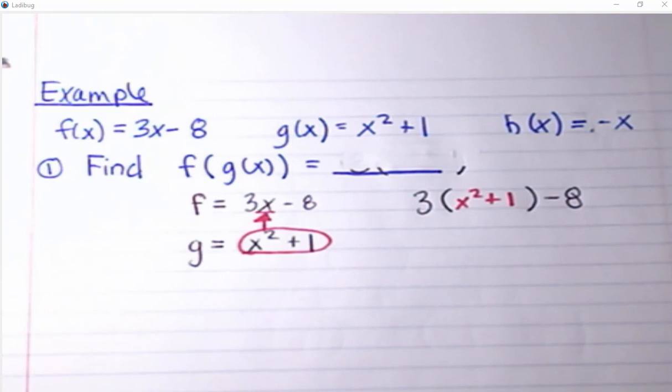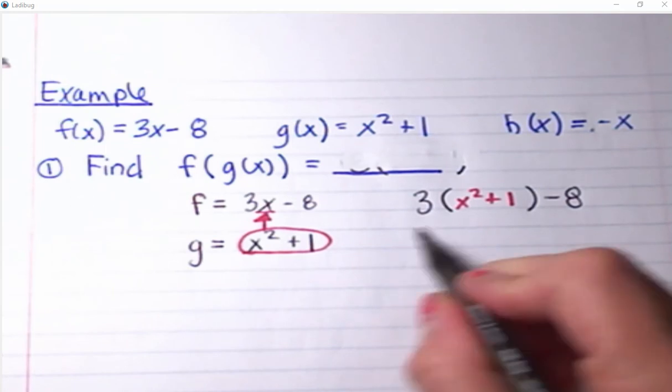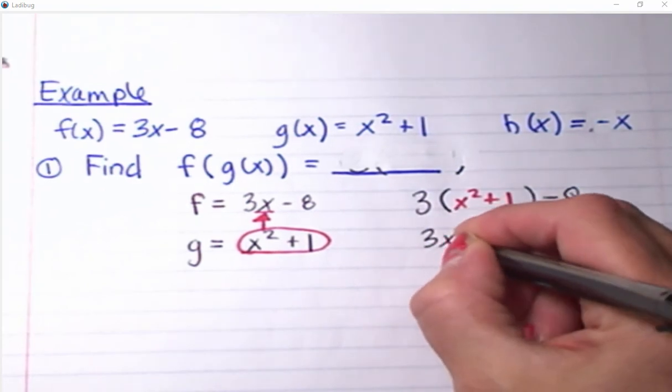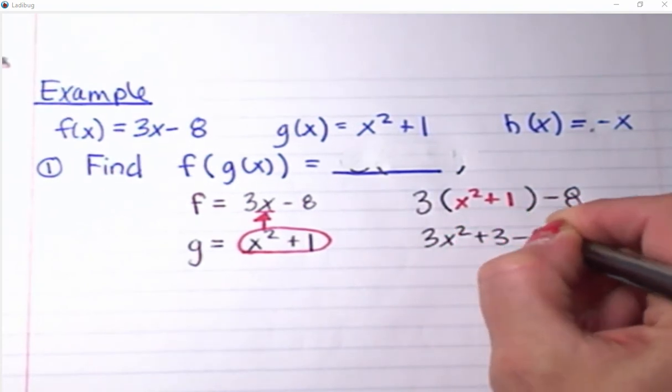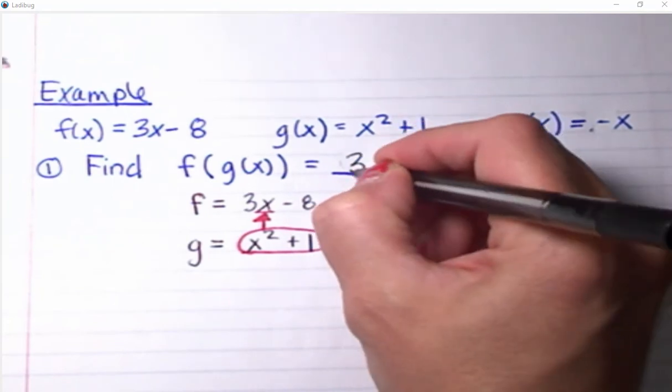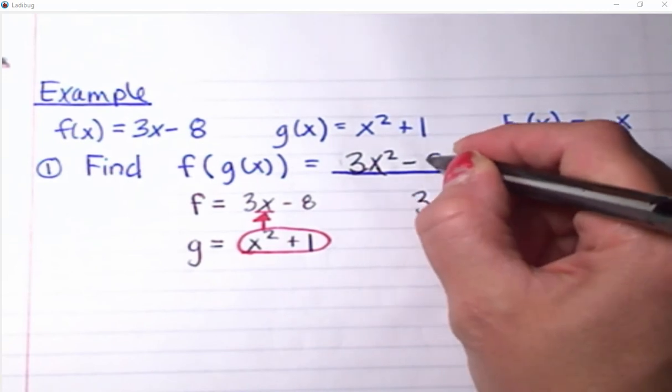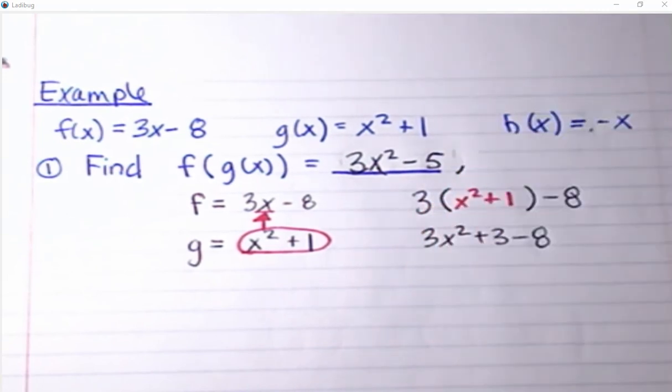How do you actually write the answer? You multiply this out, right? Do your PEMDAS, order of operations. So the answer is 3x squared minus 5. That's what the composition is. You are replacing the inputs. Did I multiply these things? No. The parentheses doesn't mean multiply here. This is f of g of x.